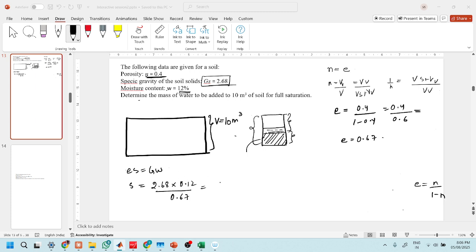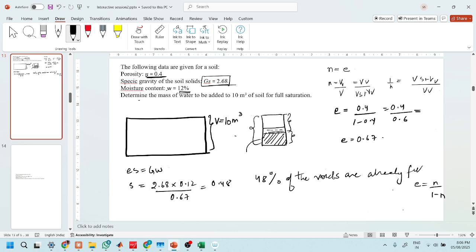Six, 0.4. So 48% of the voids are already filled. So now we need to fill 52% of the voids. So the volume will be 52% of VV. But for that we have to calculate VV first.